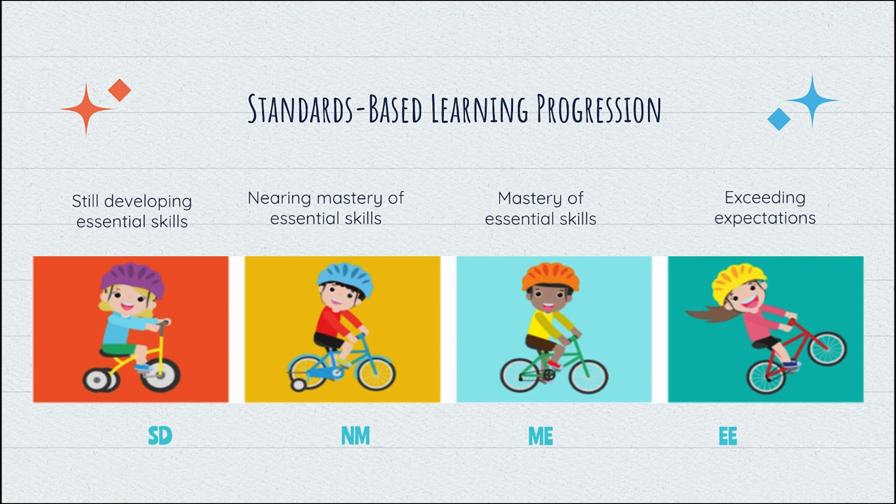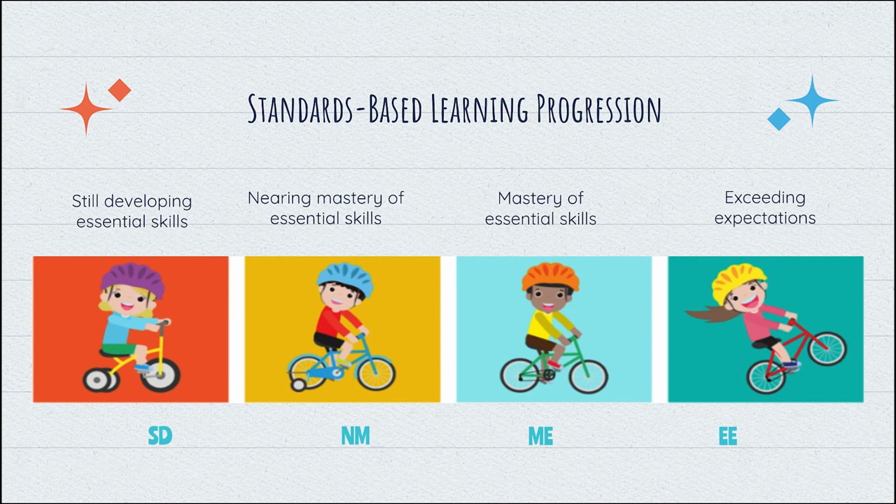We still got the training wheels on. That's our nearing of mastery. So that's our NM. So we've got the training wheels still. We lose the training wheels. We can do everything we expect you to do by the end of the grade level, and that's when you are riding your bike, and that is our ME, Mastery of Essential Skills.